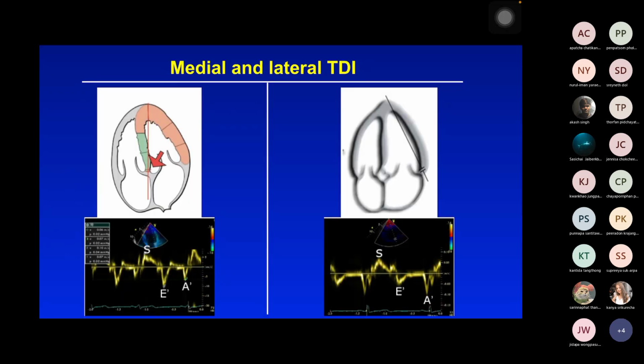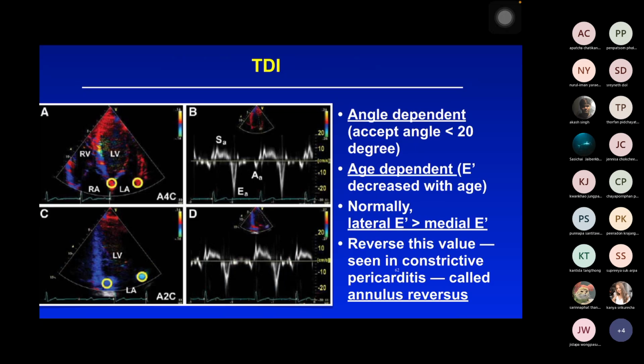Okay. You obtain the image from the medial and lateral tissue Doppler. You might get S prime, E prime, and A prime numbers also. Normally, the lateral E prime should be a little bit more than the medial E prime. One thing you should be concerned about with the TDI is that it is angle dependent. As I told you, the angle should be less than 20 degrees.